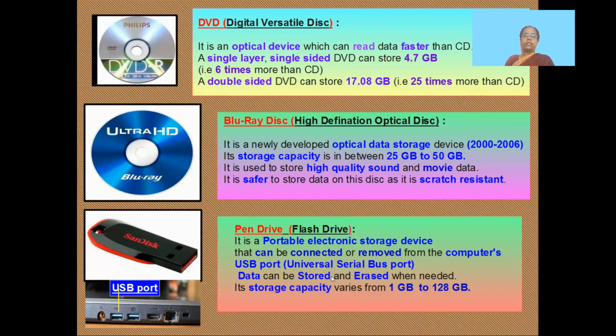So you can store data in the USB, you can erase the data in the USB, and its storage capacity varies from 1 GB to 128 GB. Clear? This pen drive is also called a flash drive. It's a portable electronic storage device. It can be connected and removed from the computer. It has to be connected into a port called the Universal Serial Bus Port. And data stored in this can be erased and rewritten again. You can erase and write and keep on adding as much data as you want. The storage capacity is 1 GB to 128 GB.